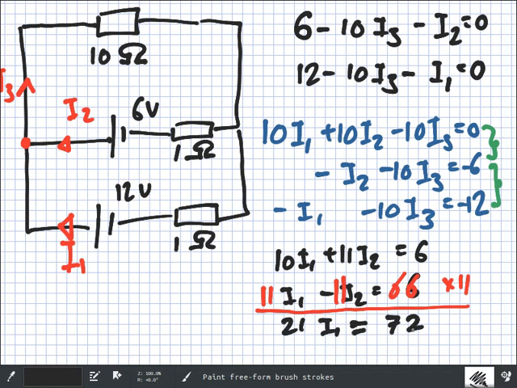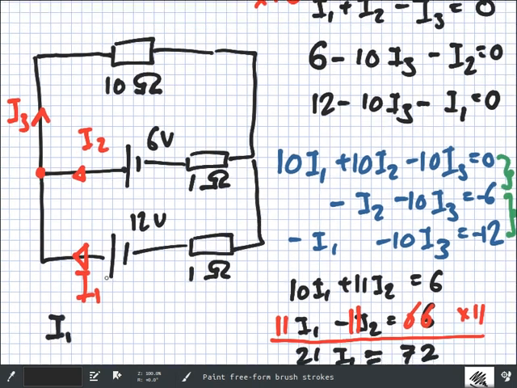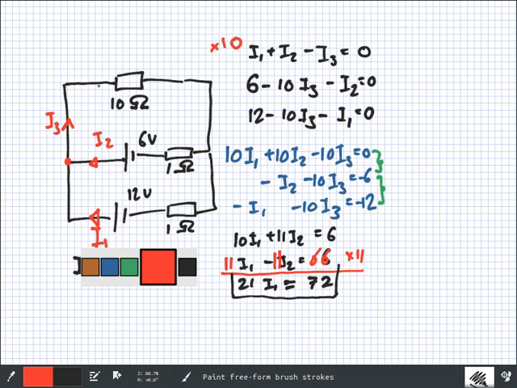So, can someone hit that in for me? What's I1 here? If we type in, let's see, there it is there. So, if you put in 72 over 21, what do you get? 24 over 7. What is the decimal? 3.43. Okay.